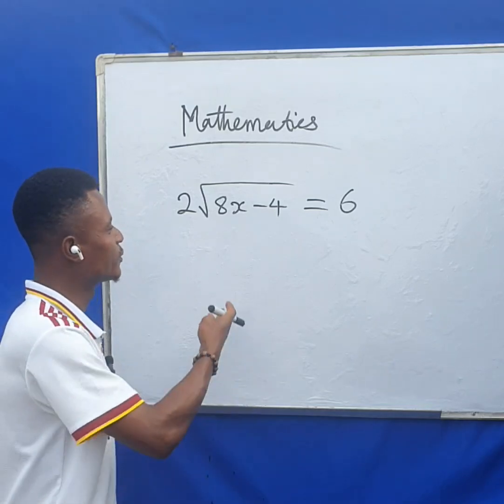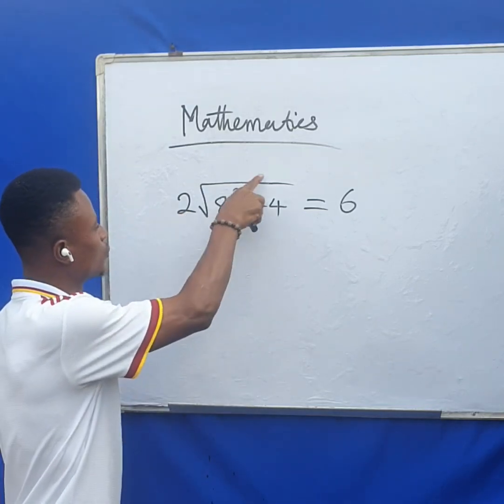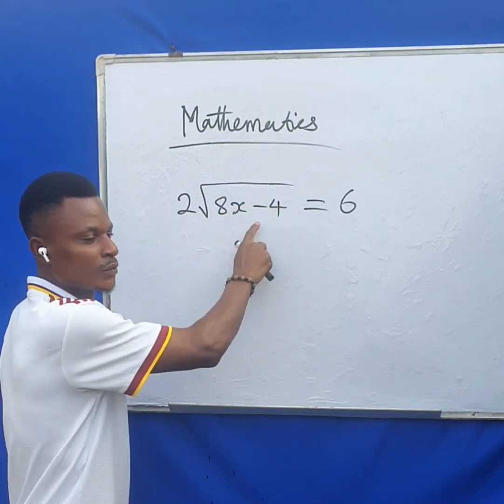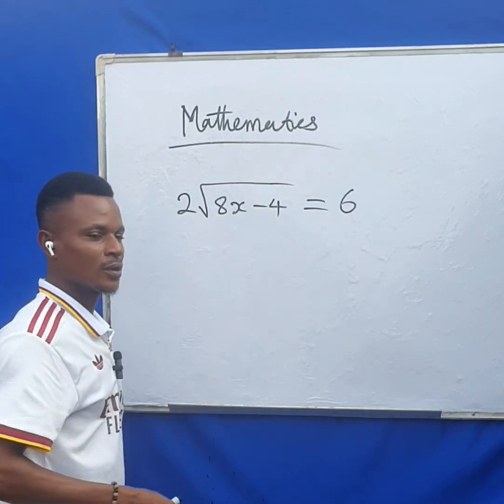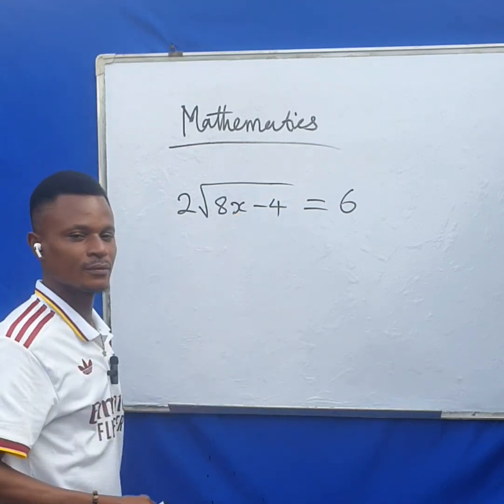Let me show you how to solve this math question on the board. We are given 2 root 8x minus 4 equal to 6, and we are expected to find the value of this x.